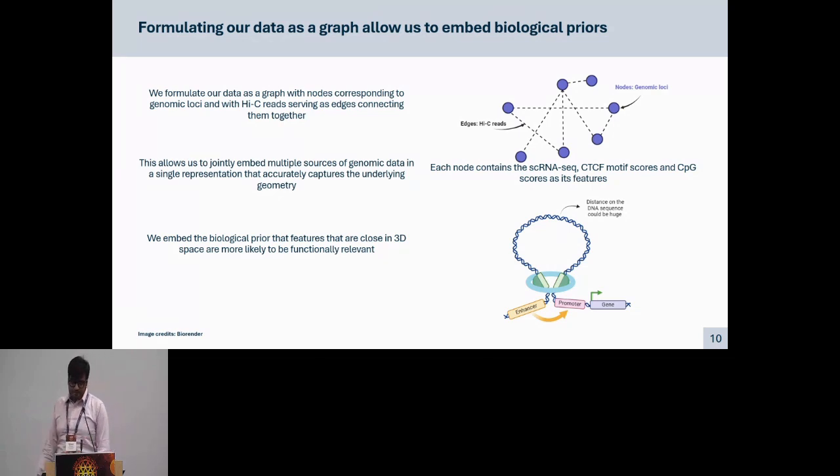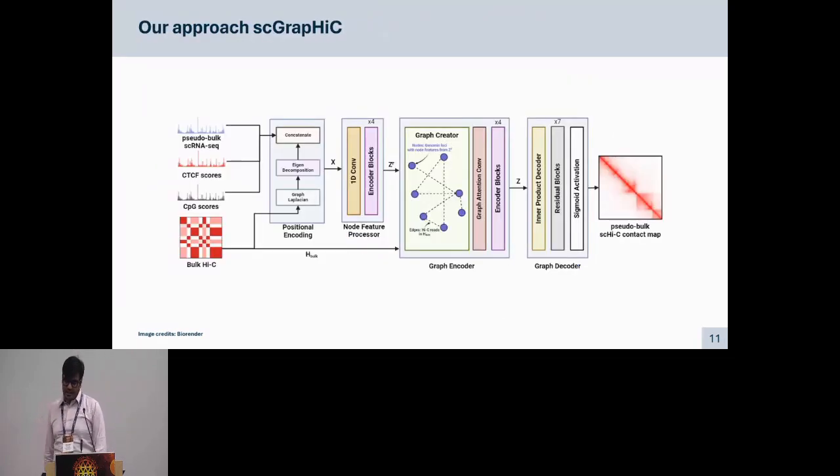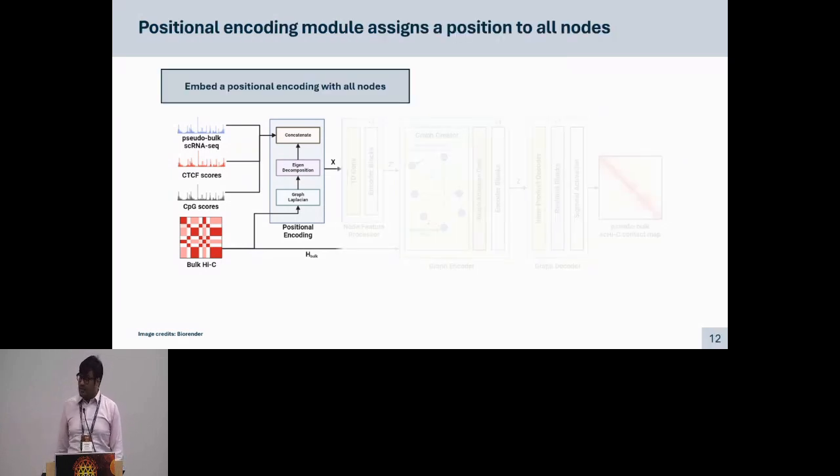Okay. Now that we have gathered all the ingredients, I'll discuss the architecture of how we bring all of them together to do our prediction: how do we predict single-cell Hi-C from single-cell RNA-seq inputs. In the next few slides, I'll briefly discuss individual components of our model. The first component is the positional encoding module. Its main task is to embed a positional prior with single-cell RNA-seq, CTCF, and CpG inputs.